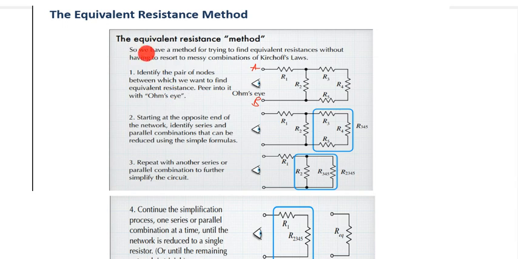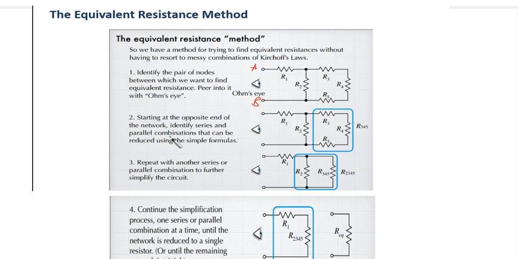All right. So we have a method for trying to find equivalent resistances without having to resort to a messy combination of Kirchhoff's laws. So I believe you did Kirchhoff's current law, Kirchhoff's voltage law, Thevenin's theorem, Norton's theorem in a previous course before now. But here we just want to emphasize how to easily resolve a complex resistive network that comprises both parallel and series combinations. All right. So the first one is identify the terminals. Here we have identified the terminals.